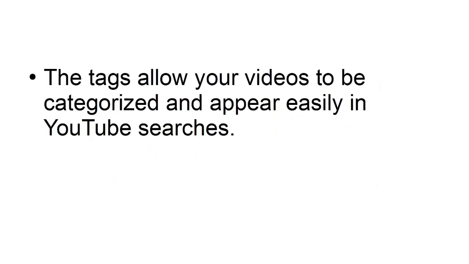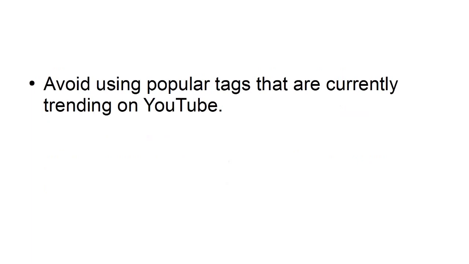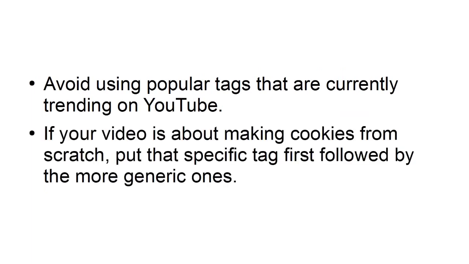Work on your tags. The tags allow your videos to be categorized and appear easily in YouTube searches. Make sure that the tags that you use are relevant to your video. Avoid using popular tags that are currently trending on YouTube. If your video is about making cookies from scratch, put that specific tag first, followed by the more generic ones.